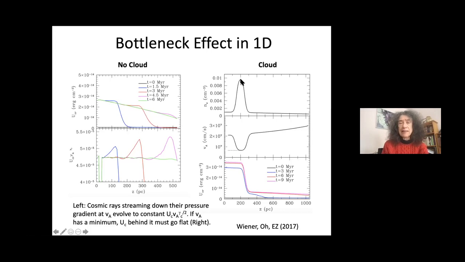So there's this density enhancement and concomitant dip in the Alfvén speed. And now, as you can see, the cosmic ray pressure is increasing. So the cloud is here. And between the source and the density maximum, the cosmic ray pressure is essentially flat. So this was the first numerical demonstration of a bottleneck.